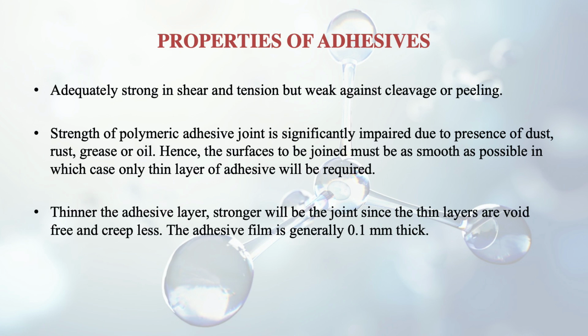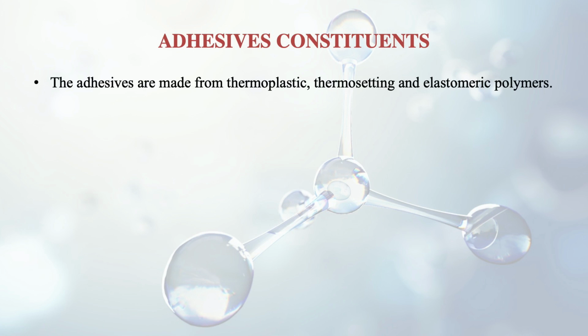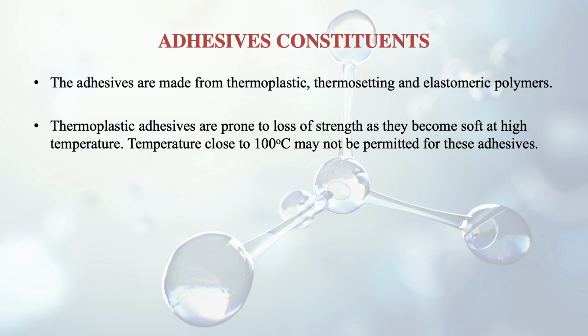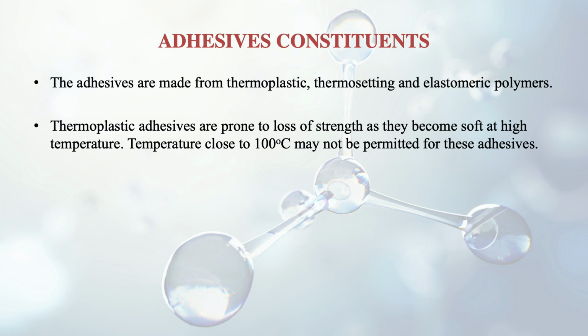What are the constituents of these adhesives? They are made from thermoplastic, thermosetting and elastomeric polymers. So these are the constituents of the adhesives. Thermoplastic type of adhesives actually are prone to loss of strength as they become soft at high temperature. Yes, we have learned this in the earlier session also, that thermoplastic is not very good at high temperature. Temperature close to 100 degrees centigrade may not be permitted for this kind of thermoplastic adhesives.